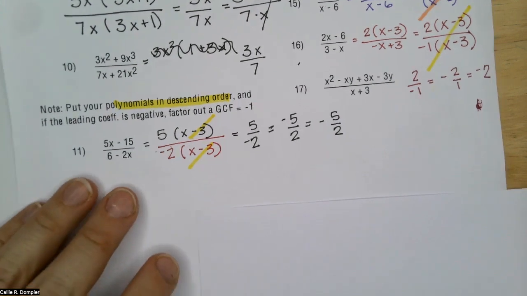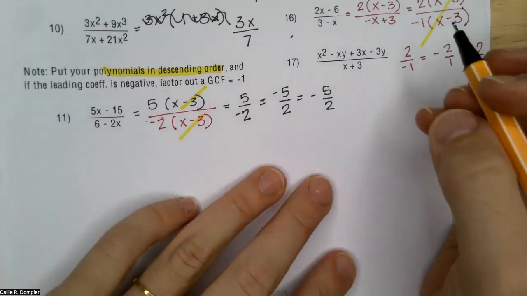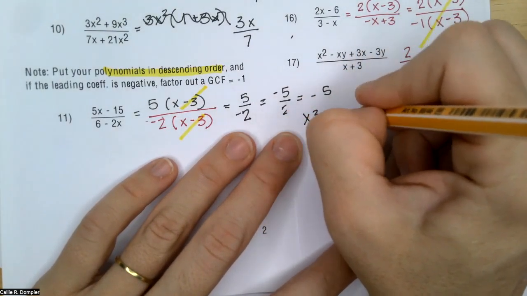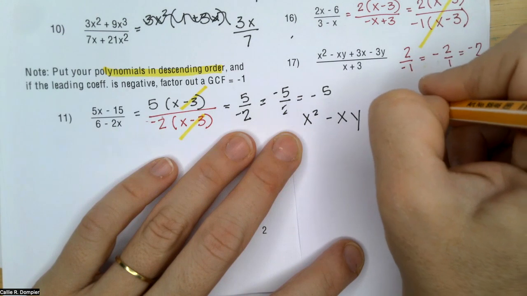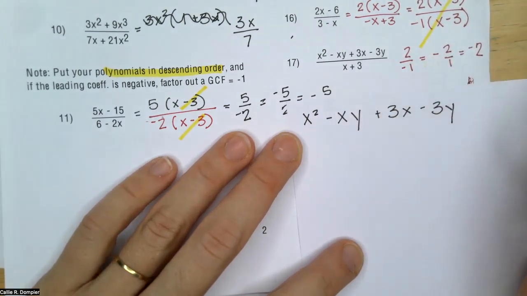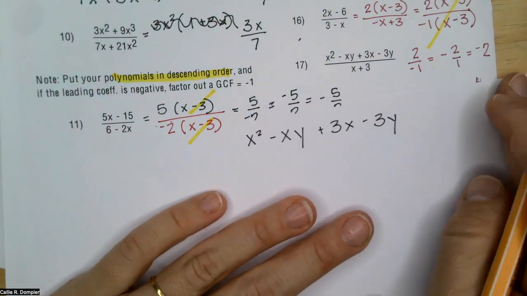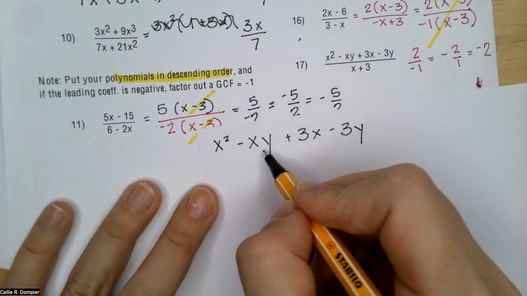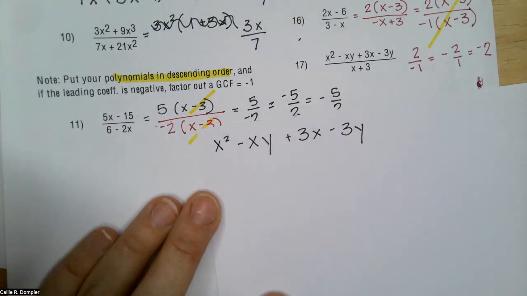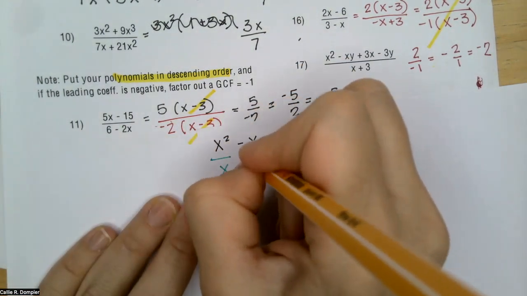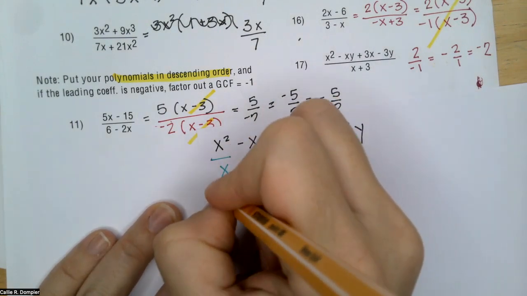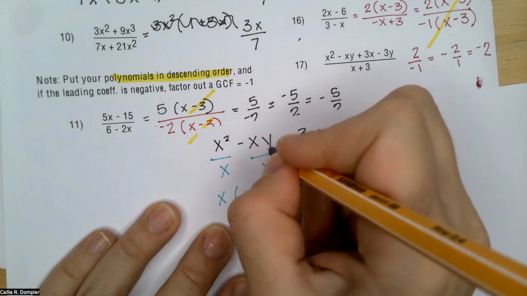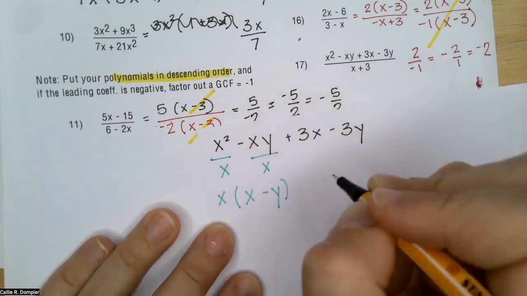All right, number 17. x squared minus xy plus 3x minus 3y. How are we going to factor this? There's no common factor, so we'll factor by grouping, right? x squared minus xy, I can factor out an x. That becomes x times x, since x squared divided by x is x, and negative xy divided by x is a negative y.